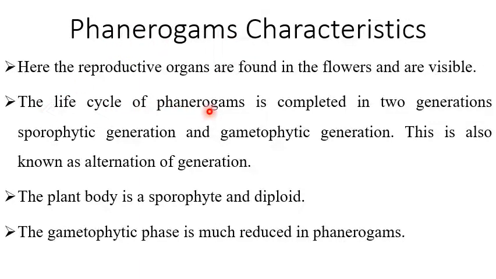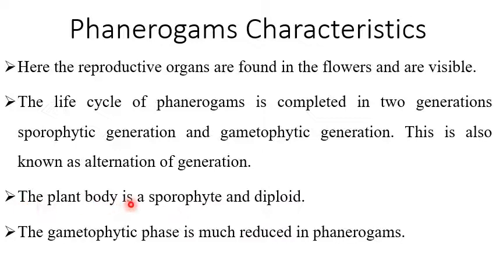The life cycle of phanerogams is completed in two generations. The dominant generation is the sporophytic generation, and the small part is the gametophytic generation, and these alternate with each other. The dominant phase is the sporophytic generation and the small phase is the gametophytic generation. So the gametophytic generation follows the sporophytic generation and the sporophytic generation follows the gametophytic generation. So this is also known as alternation of generation.